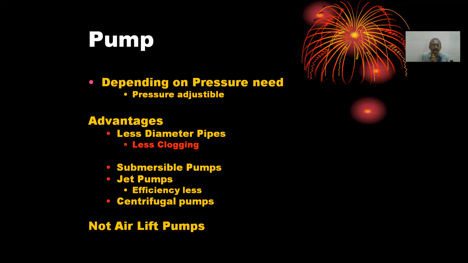With regard to types of pumps, all kinds of pumps can be used except the airlift pumps. Because airlift pumps use compressed air to pump the water, and you will not get a continuous pressurized water flow with airlift pumps. So airlift pumps cannot be used for adoption of drip irrigation systems. Otherwise, the submersible pumps, jet pumps, centrifugal pumps, all pumps can be used.